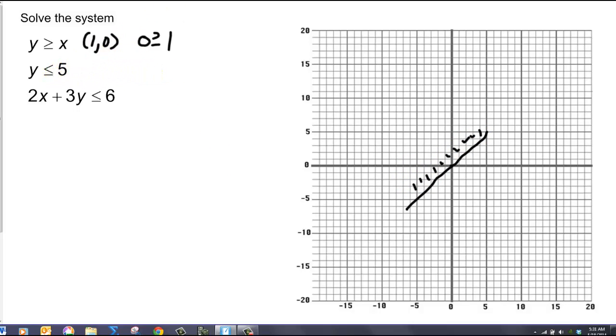Y is less than or equal to 5. It's a horizontal line. And y is less would be below.